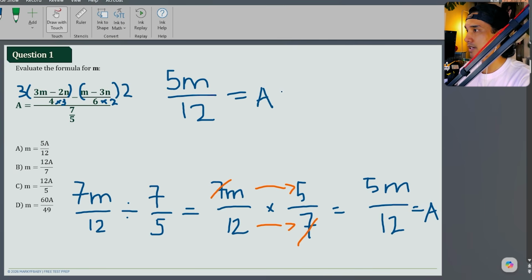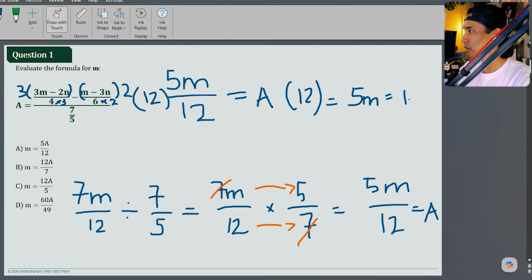And I'm going to do it like this because it doesn't matter how I do it. Usually I would do it like this, a equals, and then solve, but you could do it either way. So the first thing I would do is clear out the denominator. And in order to do that, I must multiply by 12, and then I must do it on the other side, giving me 5m equaling 12a. And then from here, we just divide by 5, canceling out the 5, leaving us with m.